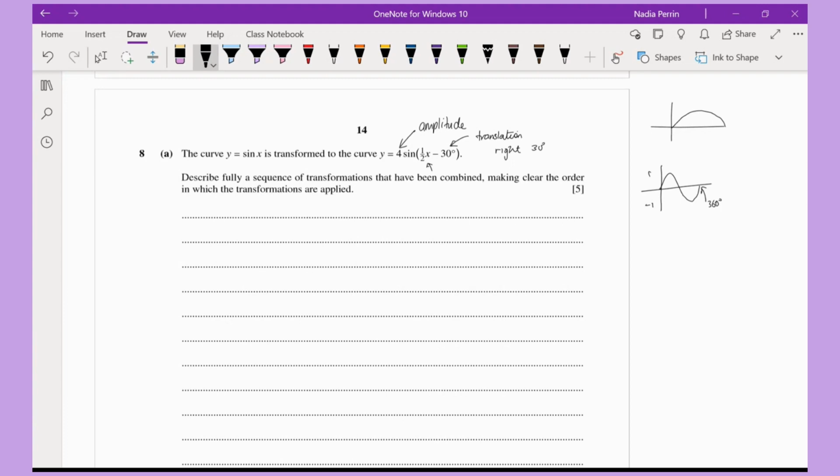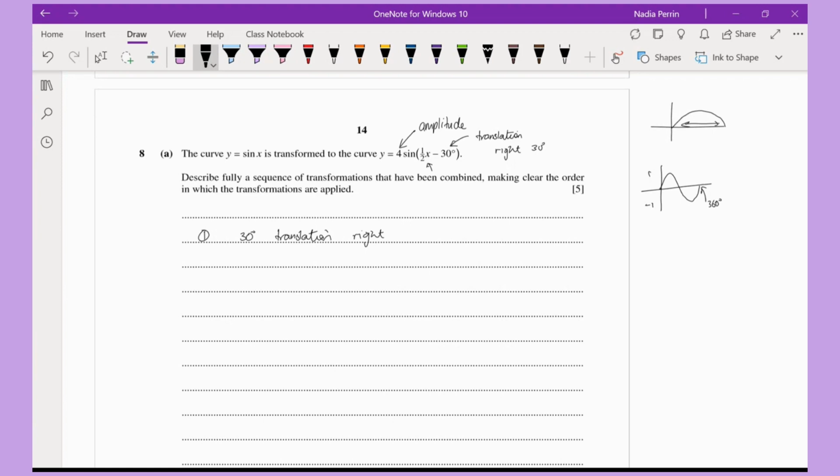Now, in terms of getting the order right, the amplitude can happen at any time. We can stretch it by 4 and it's not going to affect the other things going on. But because the frequency is slowing down and making this wider, we need to make sure we get the order of those correct. So the easiest thing I think to do is to start with the translation. So the first thing I'm going to say that we're doing is that we're translating to the right 30 degrees. Okay, you need to mention left or right, and you need to mention translation. It is not good enough to write transformation.